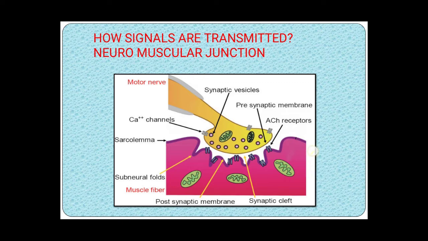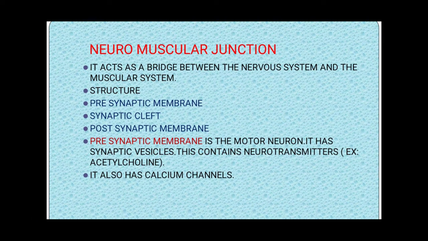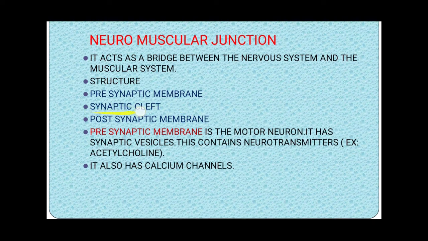You can see the folds in this membrane, and you can see the receptors, these blue colored receptors. These receptors will accept the neurotransmitter when it reaches the muscles. So these are the different parts of the neuromuscular junction. It acts as a bridge between the nervous system and the muscular system. The structure consists of the presynaptic membrane, synaptic cleft, and postsynaptic membrane.